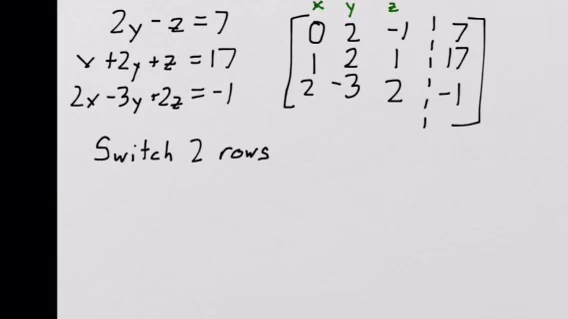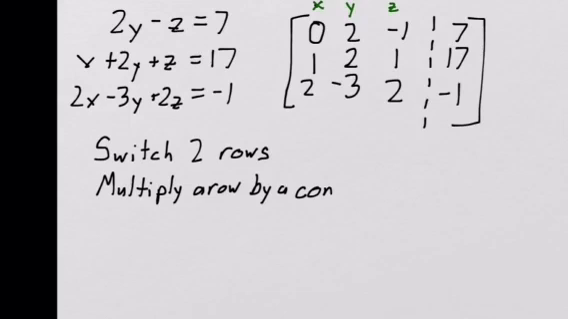I can also multiply a row by a constant, and the final thing that I can do is add one row to another row.